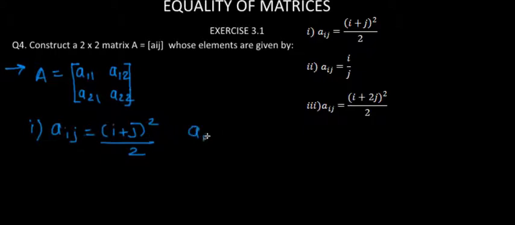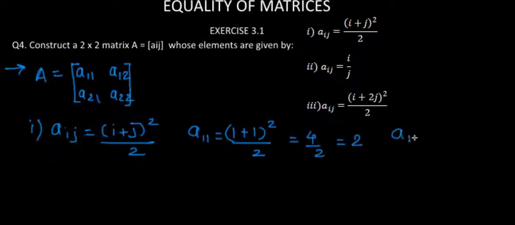So a11, let us find a11 first. To find a11 I'll put i is equal to 1 and j is equal to 1. I'll square them and I'll divide it by 2. So you'll get 1 plus 1 is 2, 2 square is 4, 4 by 2. So your final answer will be 2. So you got a11 equals 2.